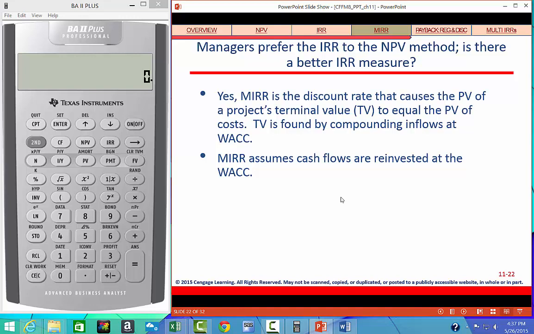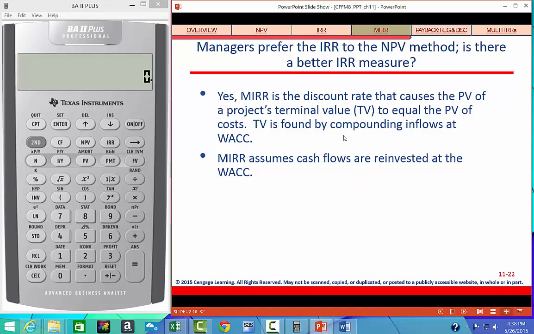Apparently there are just people out there who didn't go to school or something, and they're a manager, and they prefer the IRR method to the NPV method because they like rates of return or percentages better than dollar amounts. Now, that's not necessarily a logical reason for wanting to have IRR, but apparently this is encountered a lot because it's included in the book.